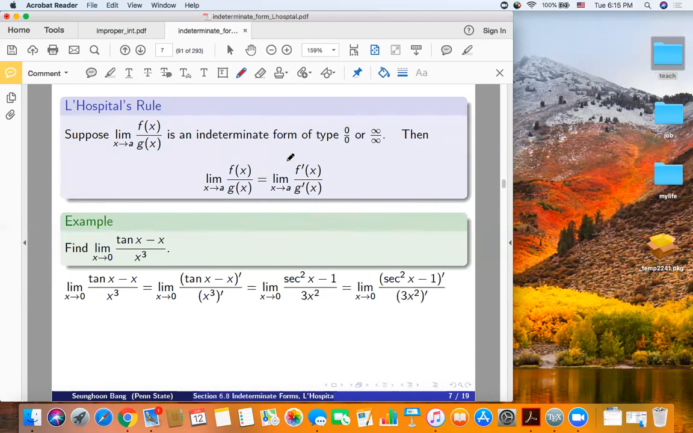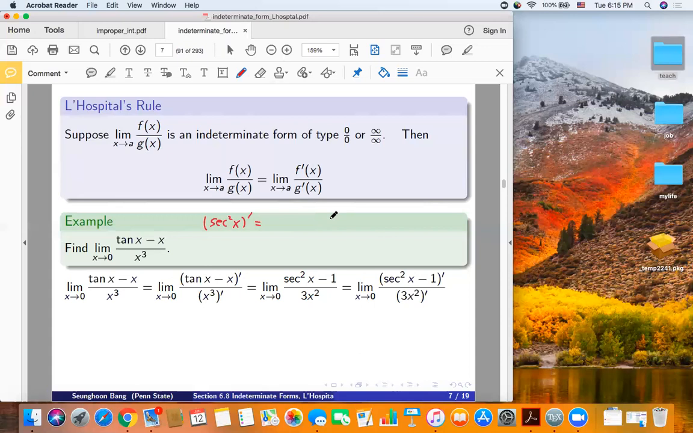So like this. What is secant squared prime? What's the top one? What is secant squared of x prime? What's that? Do you know the answer? What is secant squared of x prime? So could you write your answer on the board? 2 secant squared times tangent.